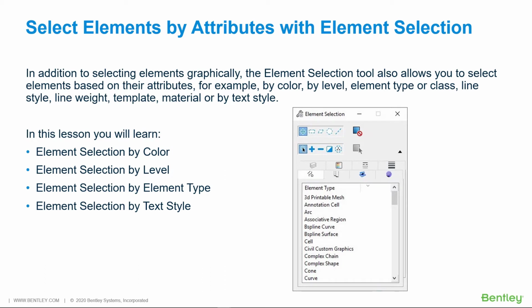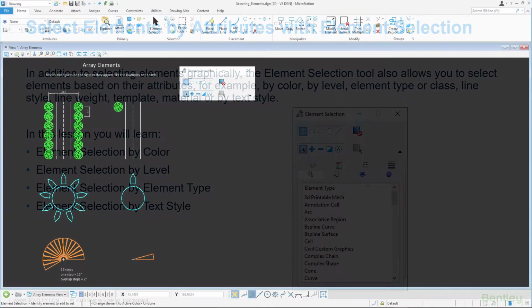In addition to selecting elements graphically, the Element Selection tool also allows you to select elements based on their attributes, such as color, level, element type, class, line style, line weight, template, material, or by text style. In this lesson, you will learn element selection by color, element selection by level, element selection by element type, and element selection by text style.